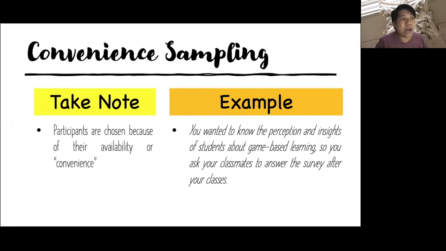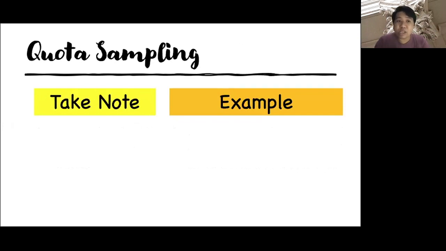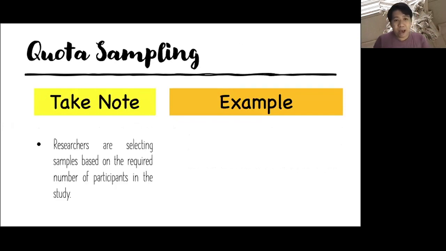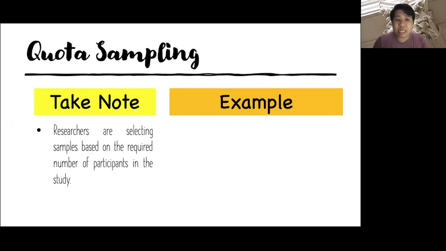Hindi ka na humanap sa ibang tao, hindi ka na lumabas ng school, di ba po? Kasi nandun na yung mga classmates mo, available na sila to be part of the study. That's convenience sampling. Next is quota sampling. So pag ito naman, researchers are selecting samples based on the required number of participants in the study. So may hinahabol kang quota na participants.